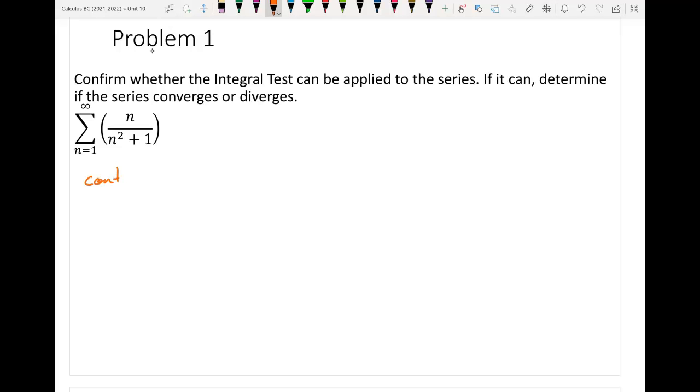Continuity. So let's just look at that one. Is this continuous? Are we going to have any discontinuities for values greater than 1? This actually has no discontinuities at all, right? Because of the n squared plus 1. So this is definitely continuous, so we're good there, right? Let's see, positive. Is this going to be positive?